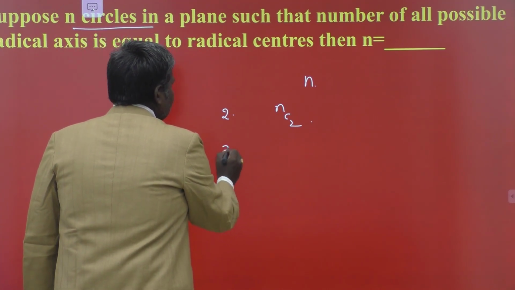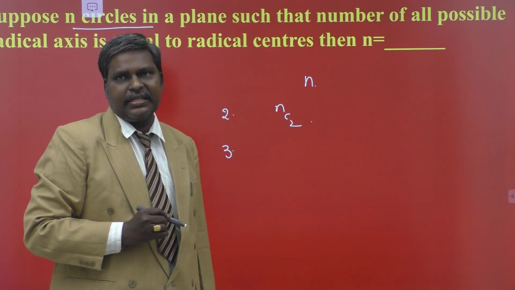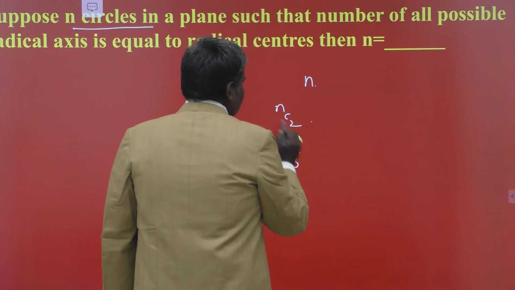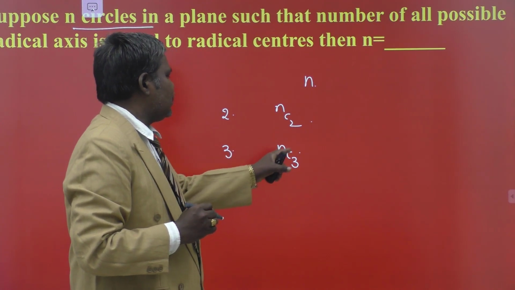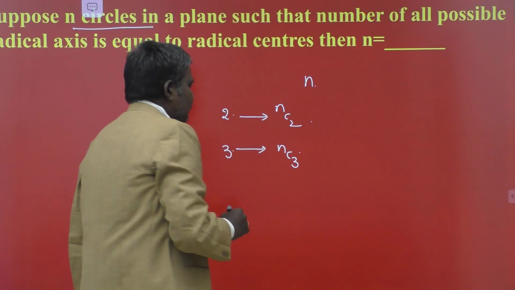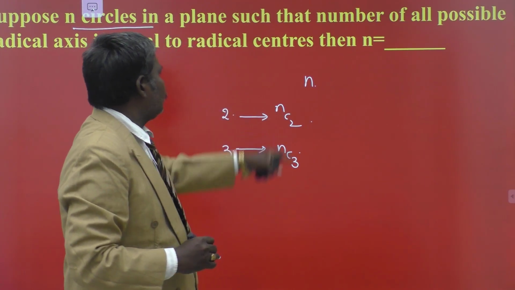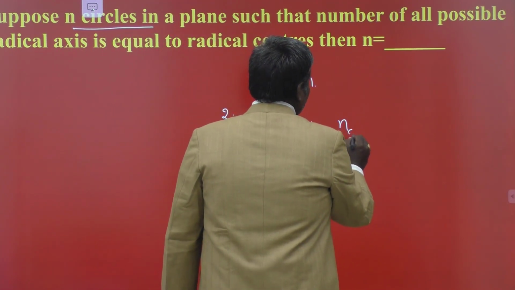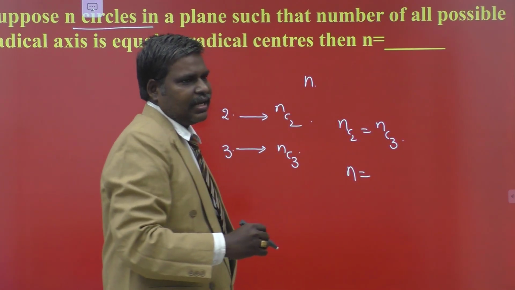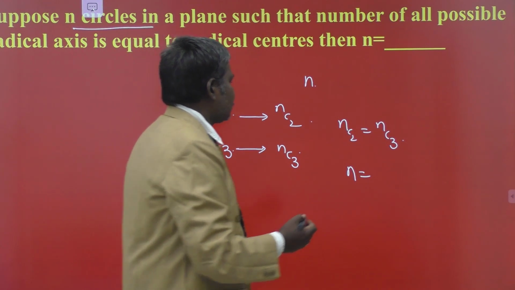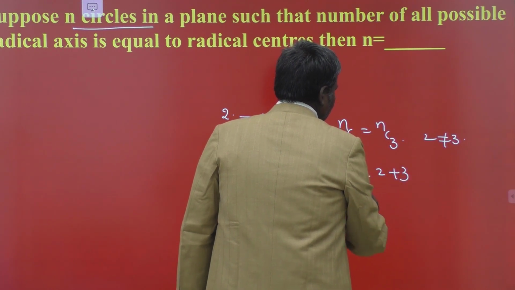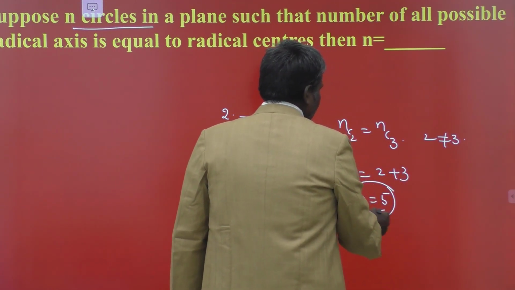Again, for every three circles there exists a radical center. So you have to select three circles in nC3 ways. The number of radical centers is nC3 into 1, that is nC3. So the number of radical axes is nC2 and the number of radical centers is nC3. It is given that both are the same. Then can you say the value of n? If nCr is equal to nCs, then either n equals r plus s or r equals s. Here 2 is not equal to 3, so n equals 2 plus 3, therefore n equals 5.